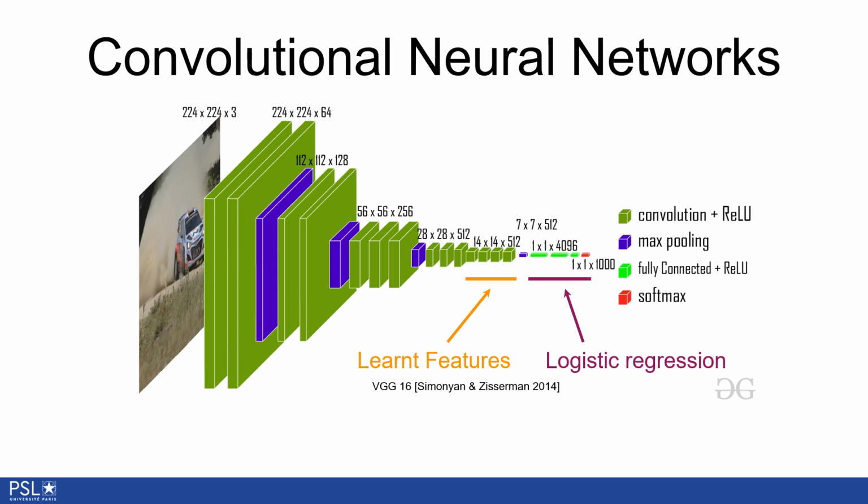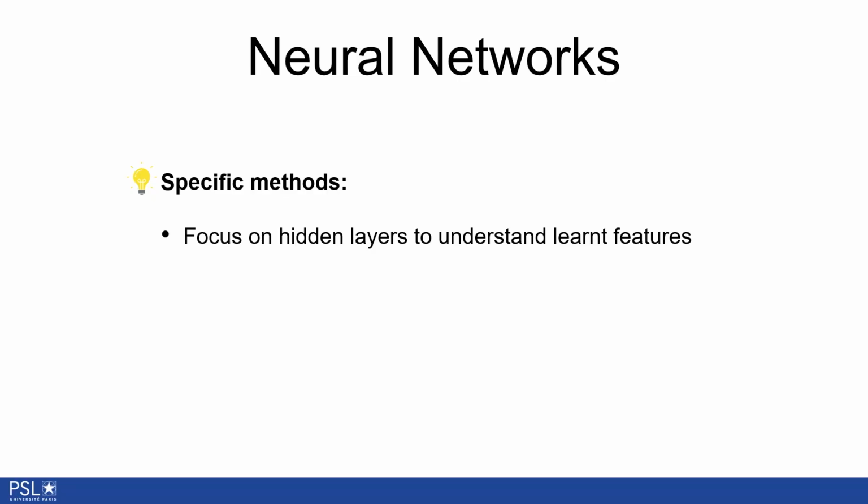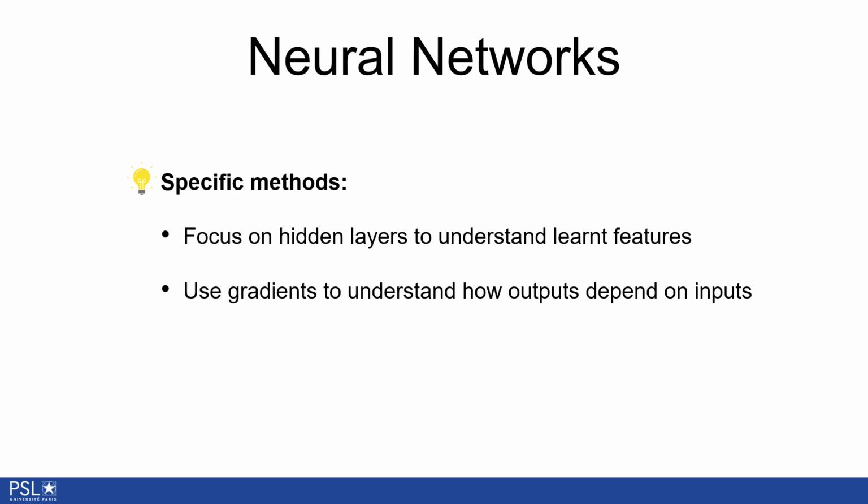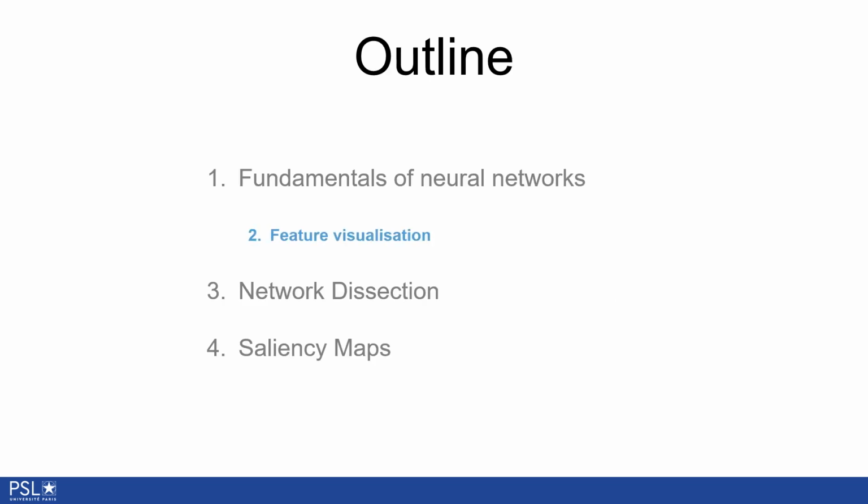Let me summarize the main points of this brief recap on the fundamentals of neural networks. From the perspective of explainable and interpretable AI, the structure of neural networks suggests that we need to focus on hidden layers to understand the learned features, and the differentiability properties of neural networks open up the possibility of using gradients to understand how the features and outputs depend on inputs. We will next turn to specific approaches to explainability that use these methods.